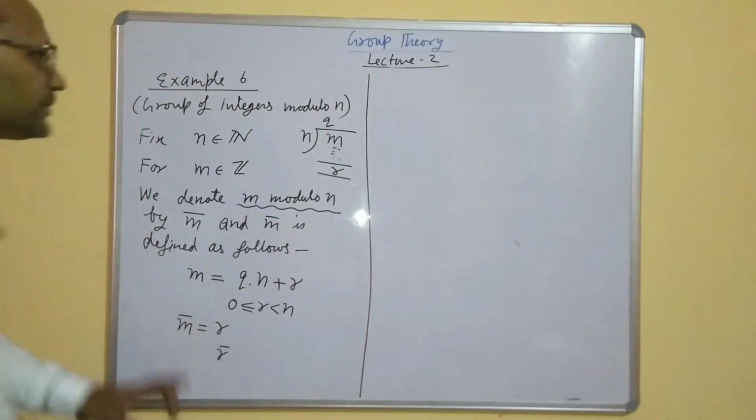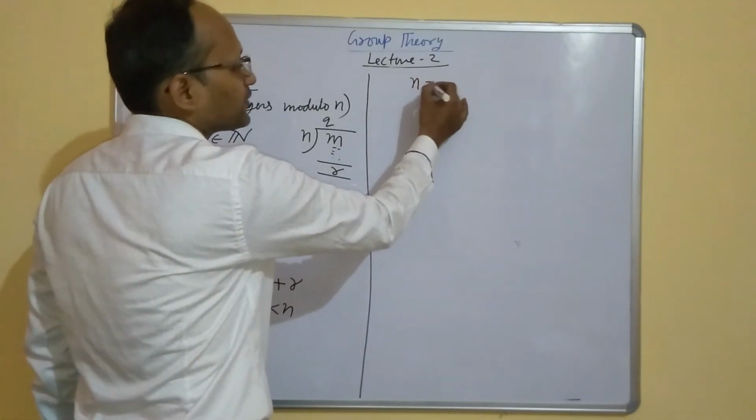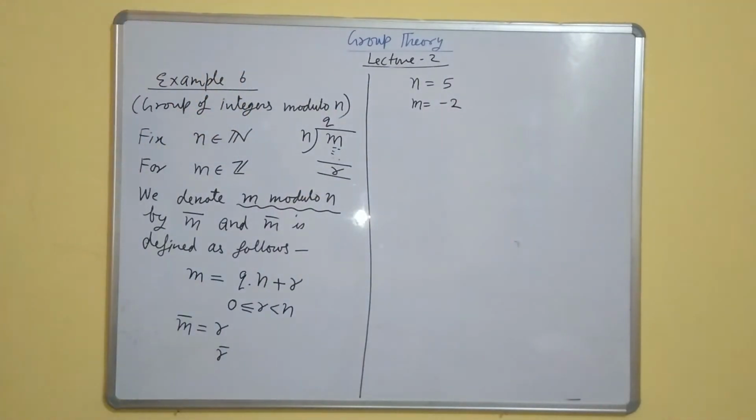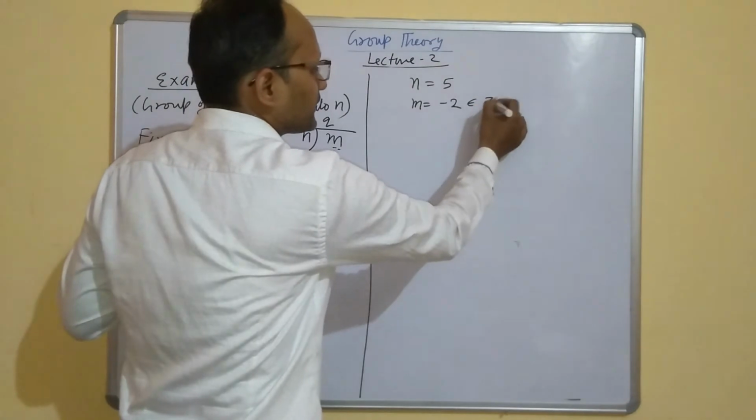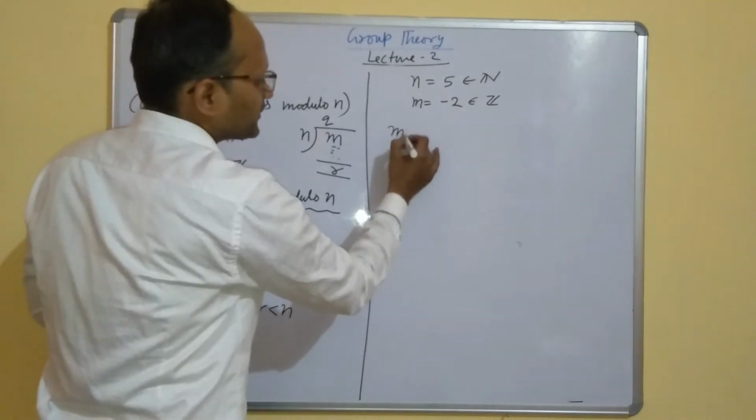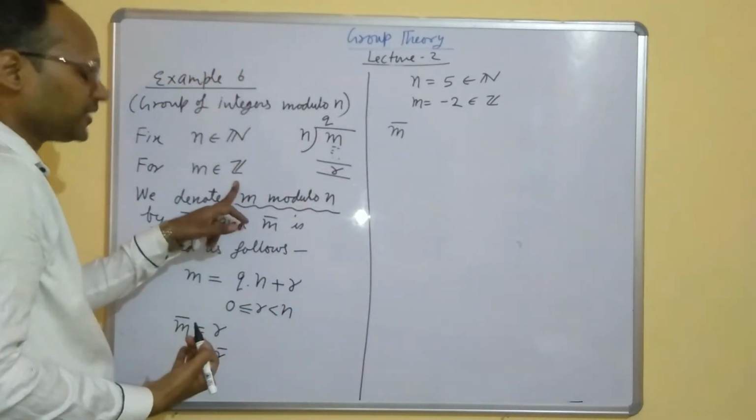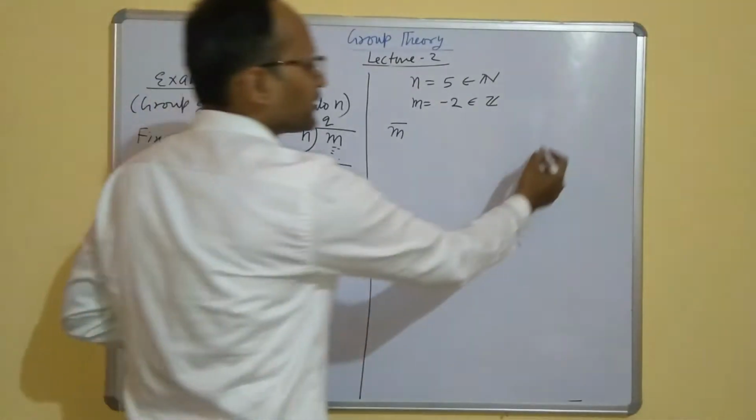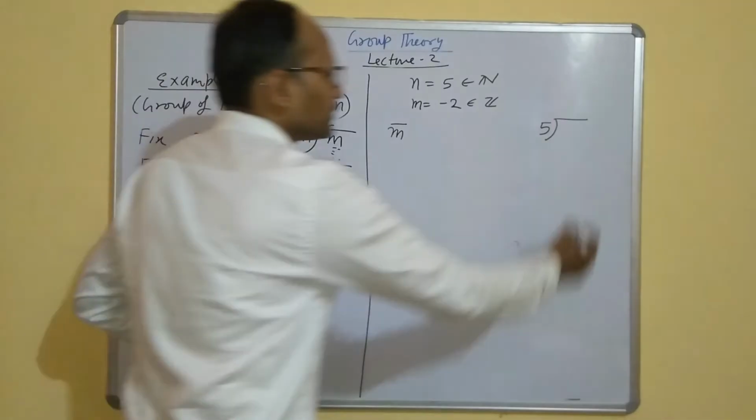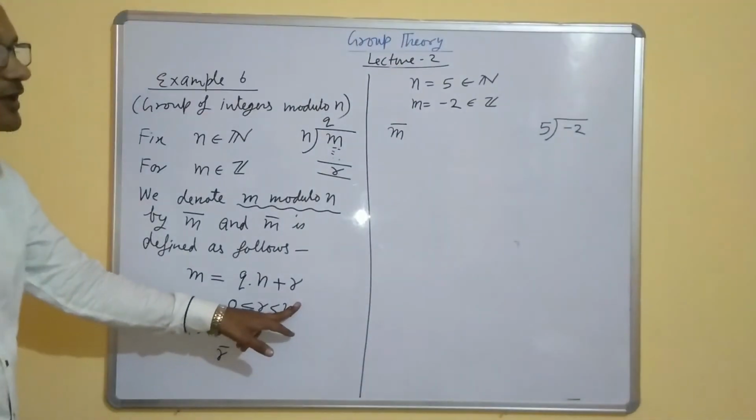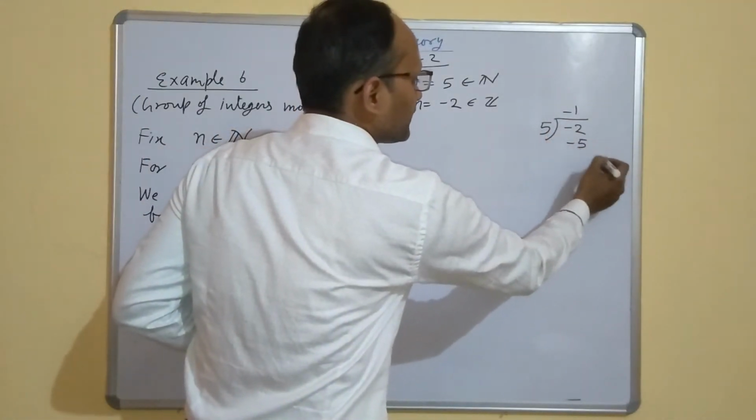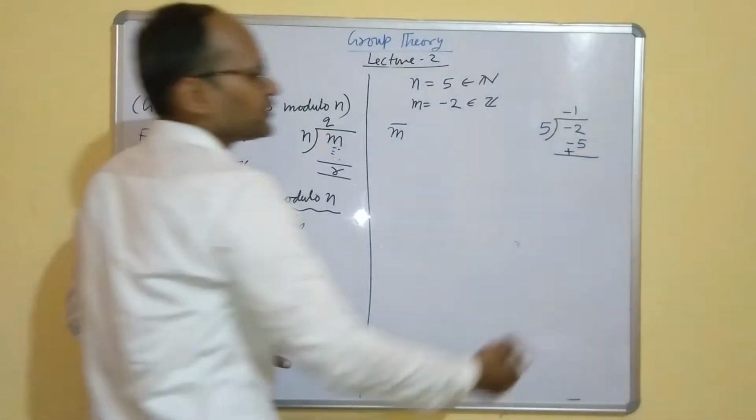For example, suppose I take n is equal to 5 and m is equal to minus 2. So m is any integer and n was a natural number. By m bar we mean the remainder, so we need to first determine the remainder. We will divide minus 2 by 5. How many times will it go? Minus 1 times. So you will have minus 5, this will become plus, so it will become 3.